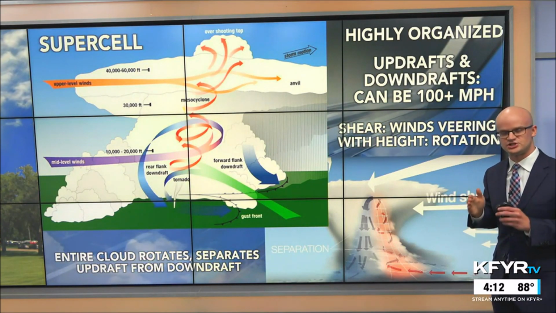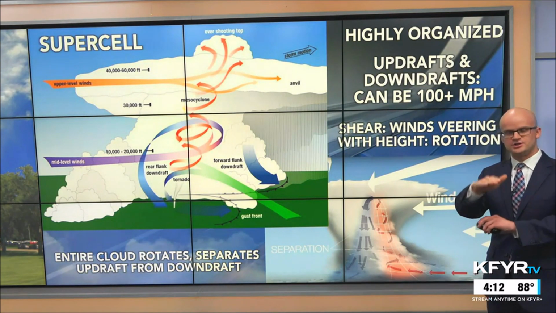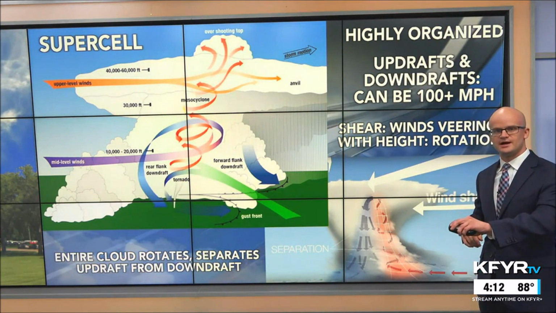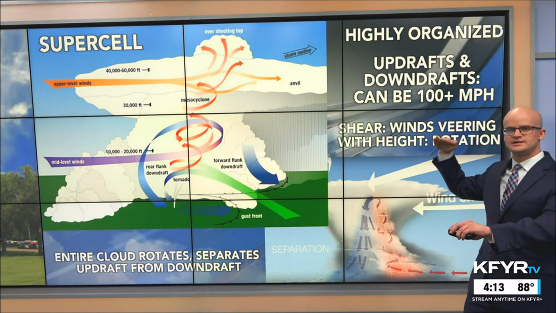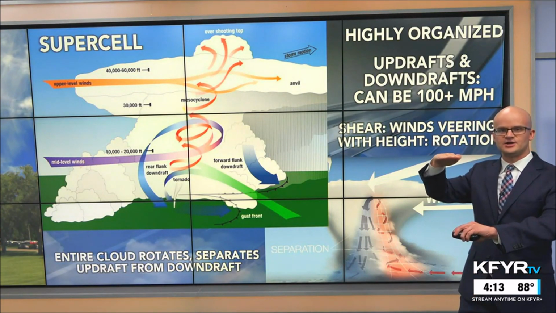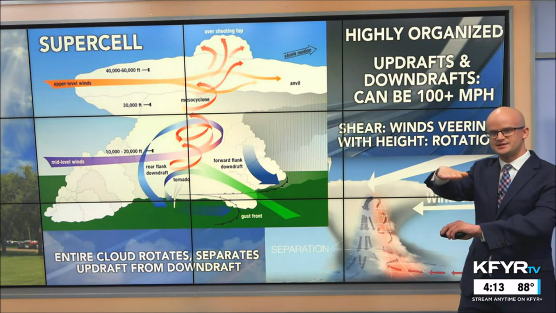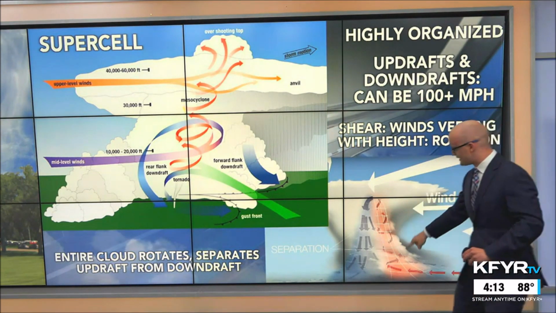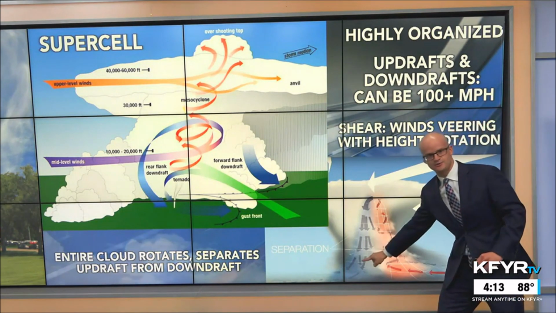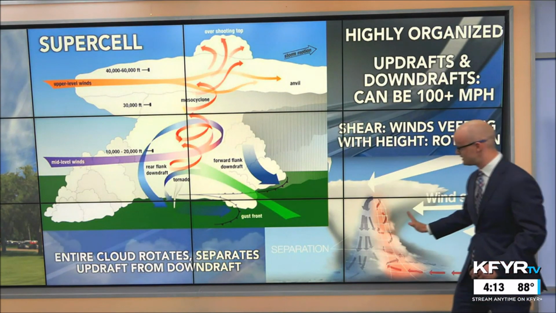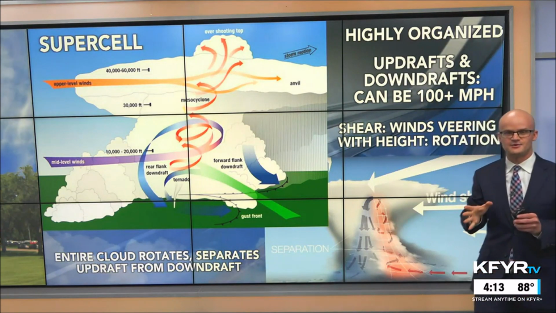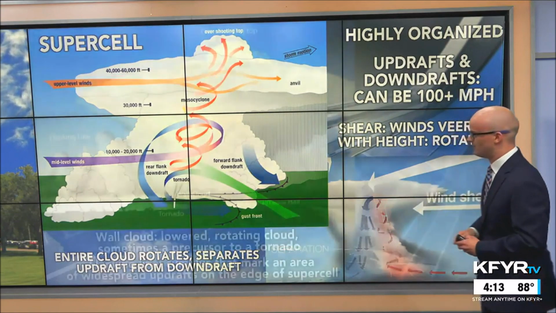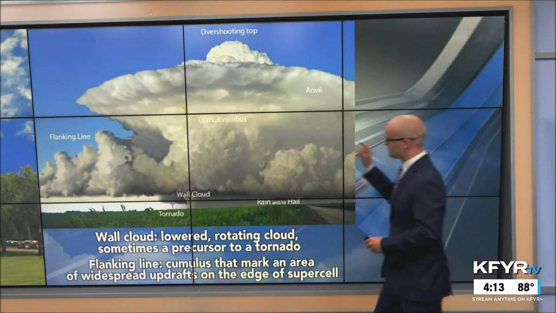Shear is the changing of winds with direction or speed with height. So let's say we have a wind coming out of the south at 20 miles per hour, but aloft we have a wind coming out of the east at 50 miles per hour. That is both directional and speed shear in the atmosphere, allowing for rotation to form and allowing for our updraft and our downdraft within these supercell thunderstorms to separate from each other. That allows the storm to not fall apart really quickly when we get the updraft to be separate from our downdraft.